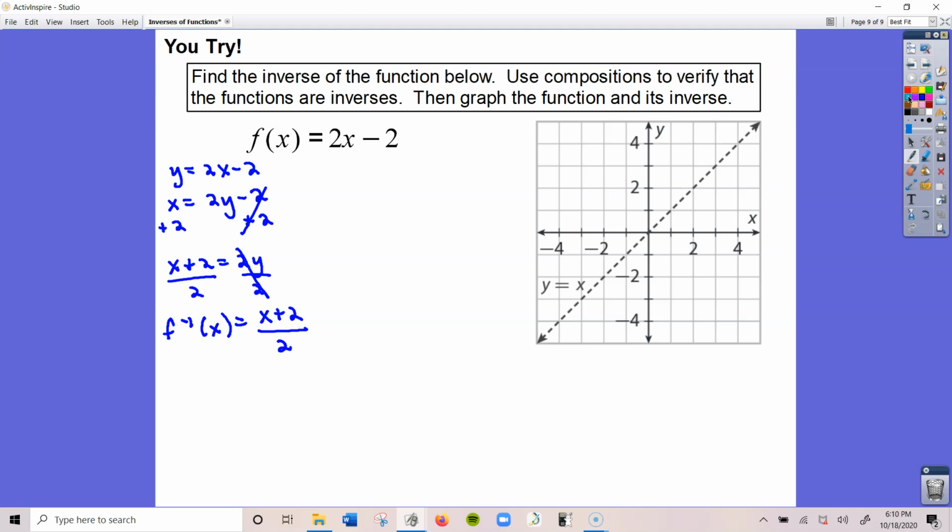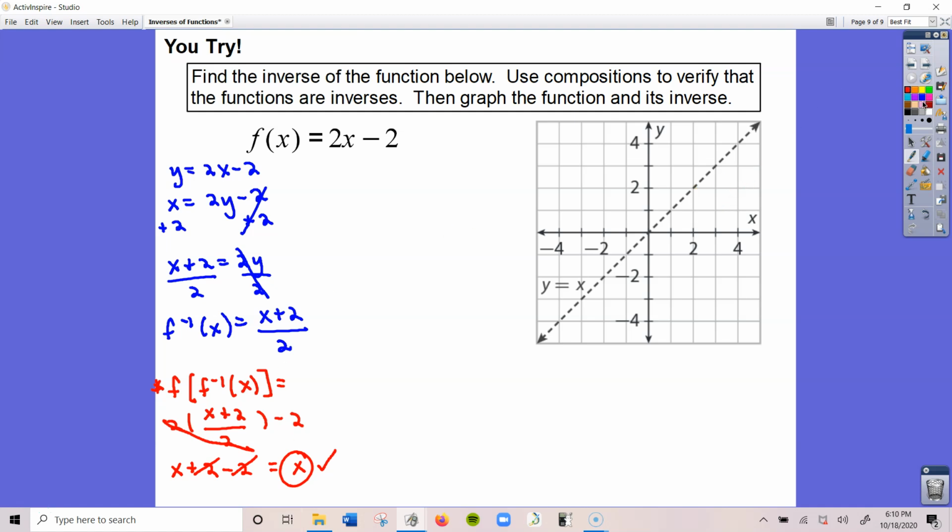Now I'm ready to start finding those compositions. So let's start with f of f inverse. Remember, this means that my function is the one on the outside. So I'm going to copy that down: 2 parentheses for the x, minus 2. And on the inside, I'm going to write my inverse, which is x plus 2 over 2. Now here, I can cancel out these 2's because they're being multiplied and divided. And so I'm left with x plus 2 minus 2, and those 2's cancel, which equals x.